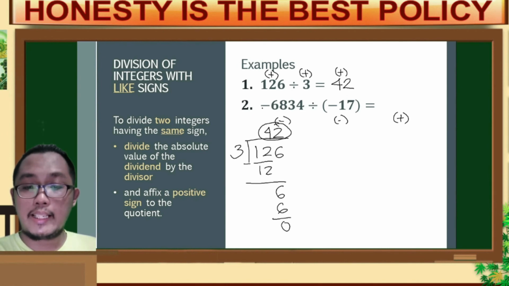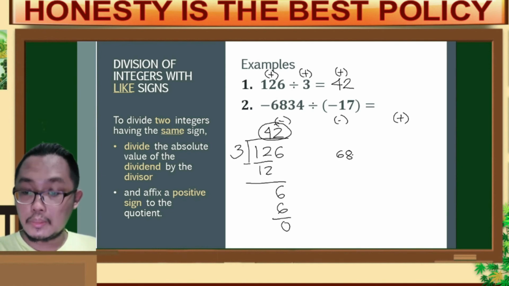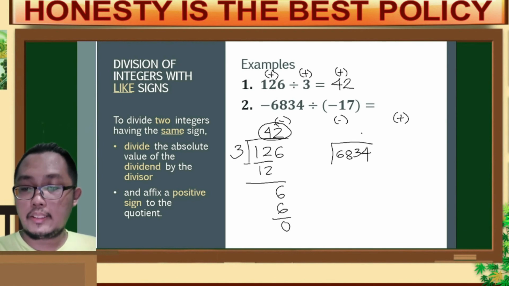So here we have a negative 6,834. So writing only the absolute value, 6,834. And we divide this by negative 17. So we only write the absolute value. Now, let us divide this.